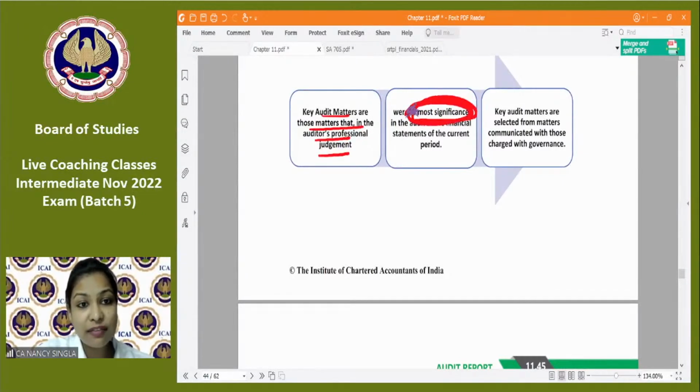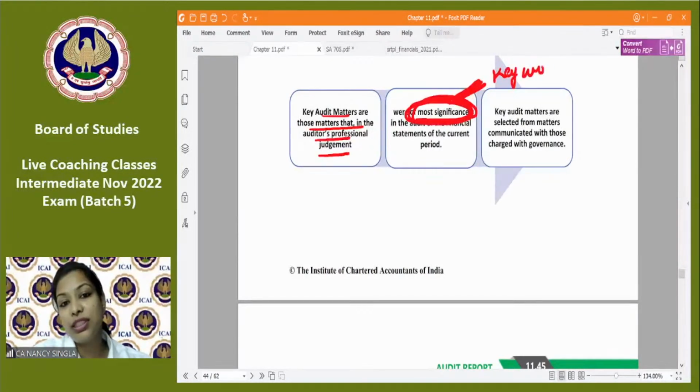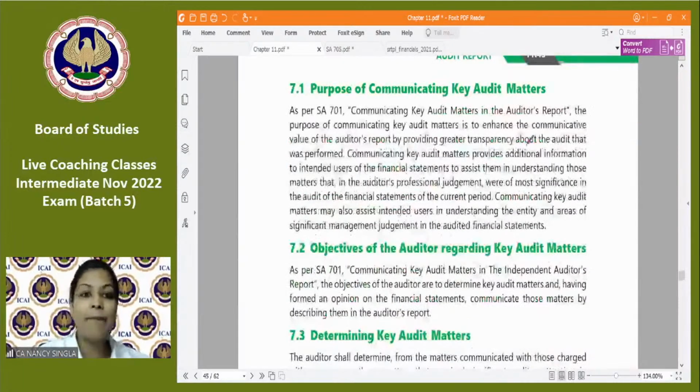Now definition: key audit matters are those matters that in the auditor's professional judgment were of most significance. See, most significant word ना यहाँ पर most significant है, इसको पक्का पक्का से यूज करना, कीवर्ड है ये most significant. In the audit of financial statements of the current period, and these are from the matters communicated with those charged with governance.